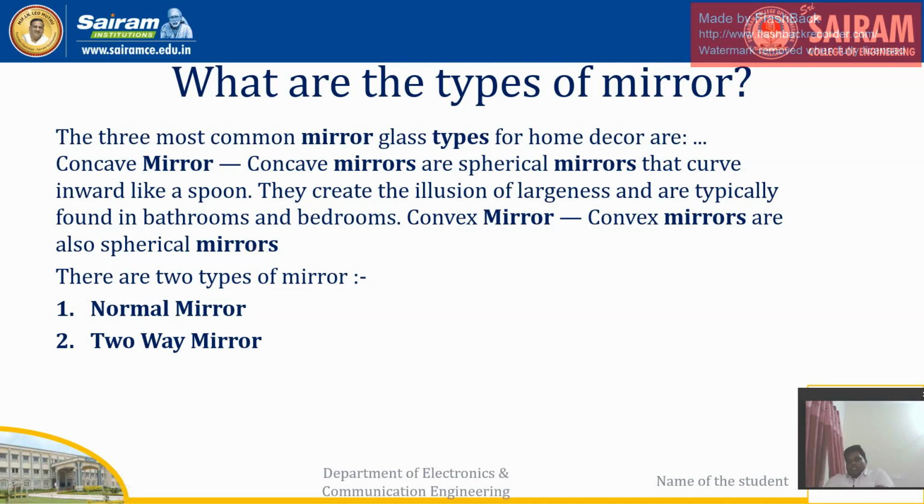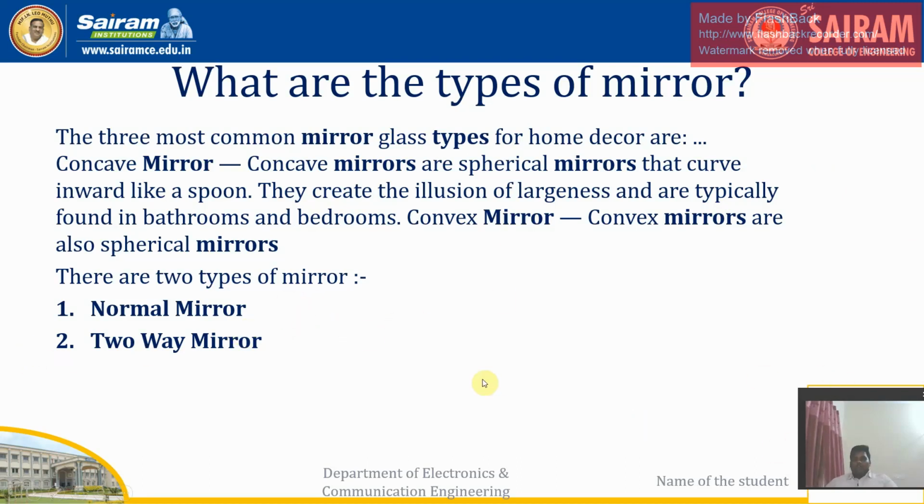Now the convex mirror is also a spherical mirror, but it bulges outside. The images will be thin, like small images. The convex mirror does not show an enlarged image; it shows only a thin image. These are the two types of mirrors. We are going to use the concave mirror in the smart mirror. In the concave mirror, there are two types: normal mirror and two-way mirror.